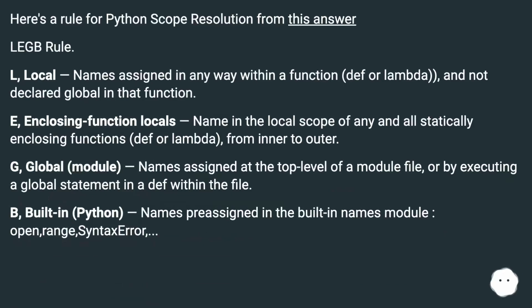Here's a rule for Python scope resolution from this answer. LEGB rule. L, local: names assigned in any way within a function, def or lambda, and not declared global in that function. E, enclosing function locals: names in the local scope of any and all statically enclosing functions, def or lambda, from inner to outer. G, global (module): names assigned at the top level of a module file, or by executing a global statement in a def within the file. B, built-in (Python): names pre-assigned in the built-in names module: open, range, SyntaxError.